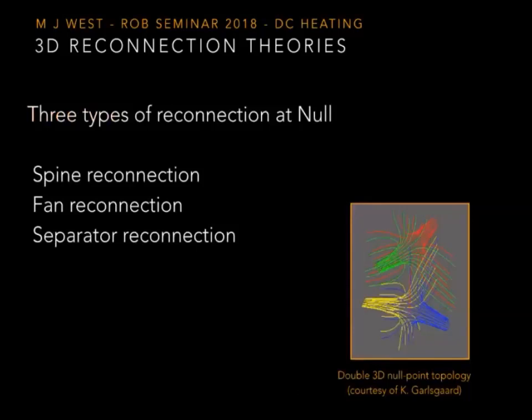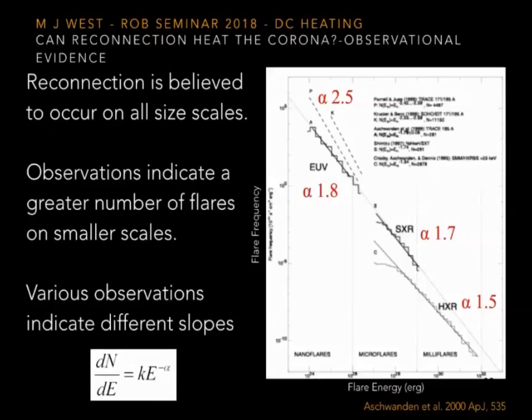And we see spine reconnection, fan reconnection, and separator reconnection. And one of the advantages of the reconnection idea is that it can actually occur at many different heights and at many different length scales. And one of the best ways that we have evidence of magnetic reconnection is through the observation of solar flares, which is the rapid release of energy, and this has been observed over many length scales.